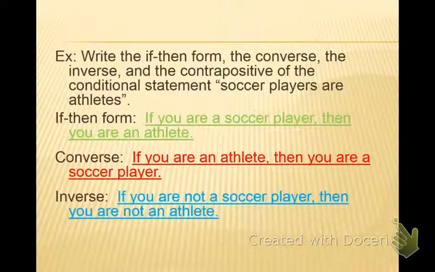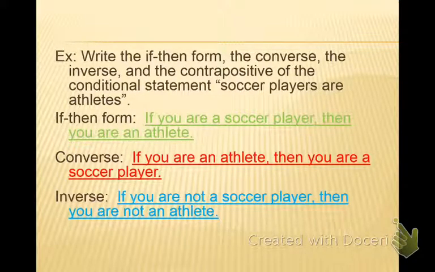If you're not a soccer player, if you didn't play soccer, then you're not an athlete. Okay, I think both say basically the same thing. If you're not a soccer player, then you're not an athlete. True or false? For the same reason as the converse, right?